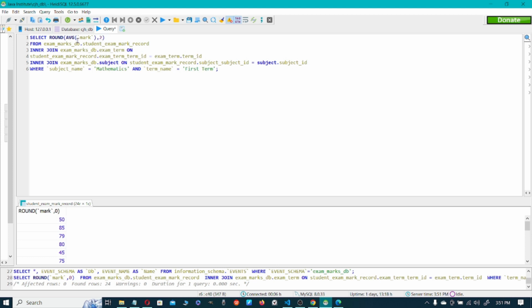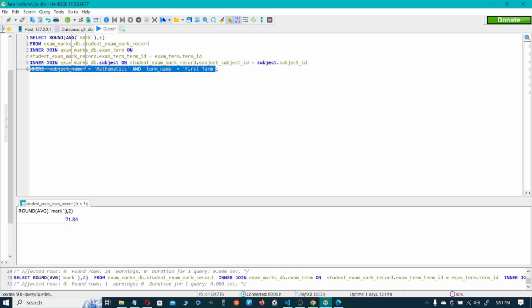As you can see, we have inner joined the student exam mark record table with the exam term table. Then we have inner joined the subject table, and lastly we have mentioned our condition. Let's execute our query. So this would be our answer.